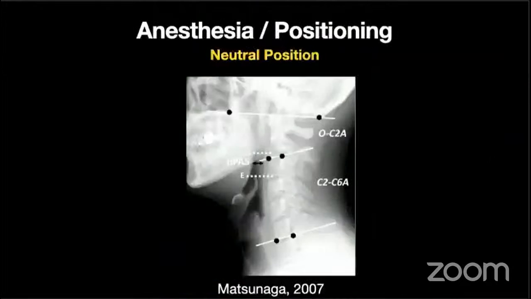So how do you know when the head is not in excessive flexion? You have to check the lateral X-ray after positioning. And the OC2 angle, which is the angle between the McGregor line and the C2 inferior end plate, should be lordotic. And the normal range is about 0 to 30 degrees.